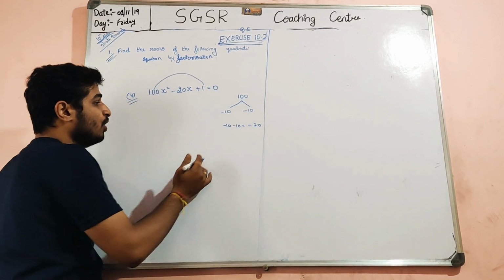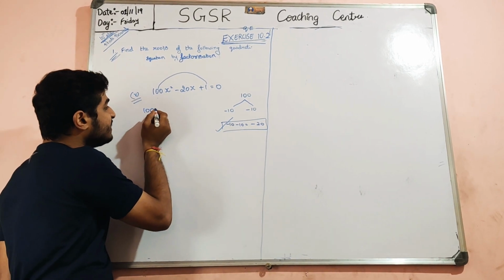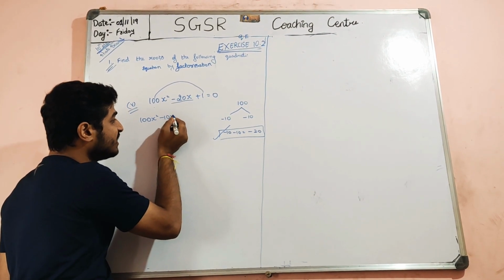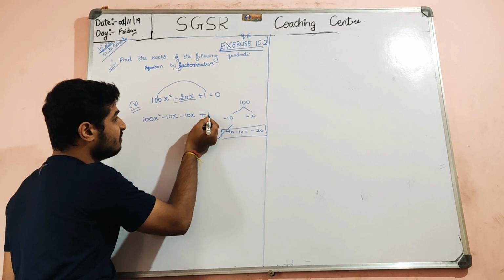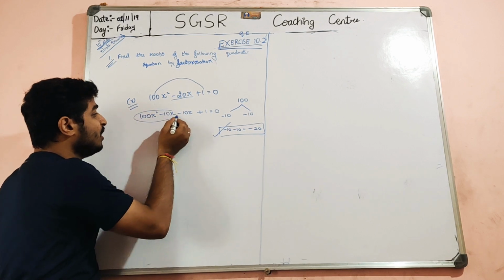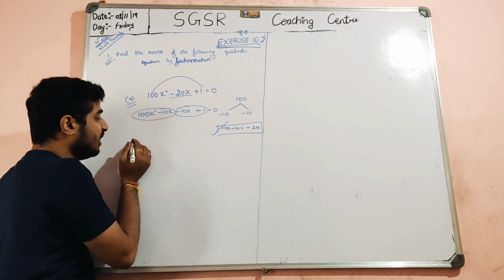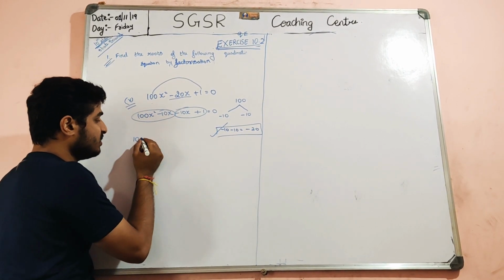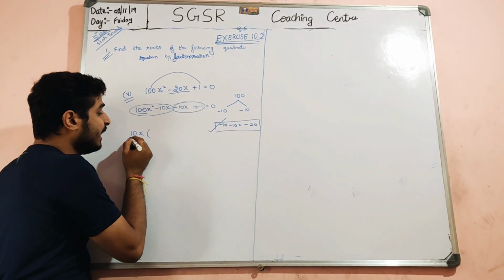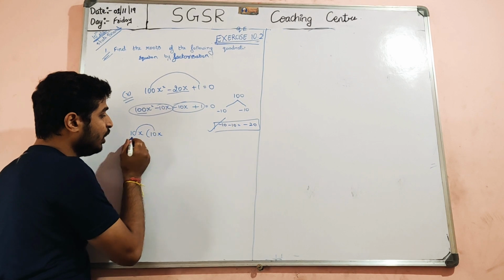Okay, students. So now it is a preferred value for finding the factorization. So 100x square, write minus 20x as minus 10x minus 10x plus 1 is equal to 0, students. Now split these two terms and these two terms. In these two, what is common here? 10 is common and x is common. Why, students? 100 comes in the tens table. So 10 into 10 becomes 100.